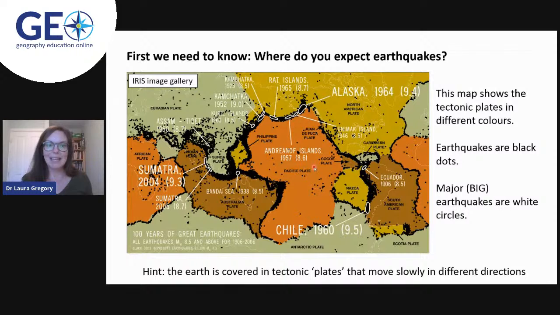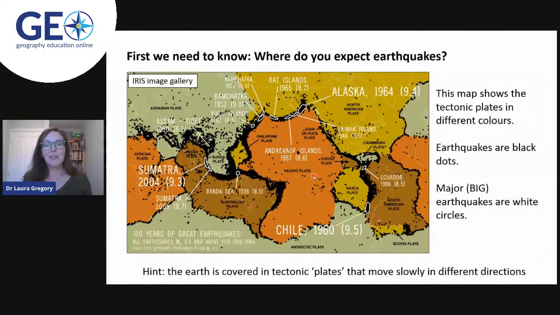Those are all the big plates on the Earth's surface that are jostling around. And you can also see lots of black dots on here. All of those black dots are earthquakes that have happened over the past 100 years. And there are also these really big earthquakes outlined in white. Those are major earthquakes that have happened in the past. So the first thing we want to know is, where are the earthquakes going to happen?